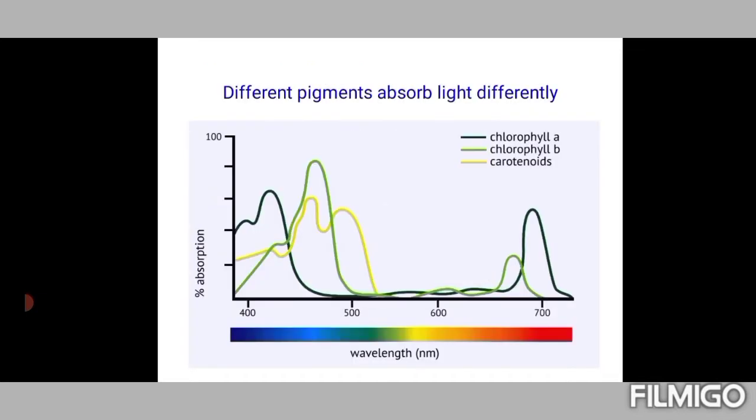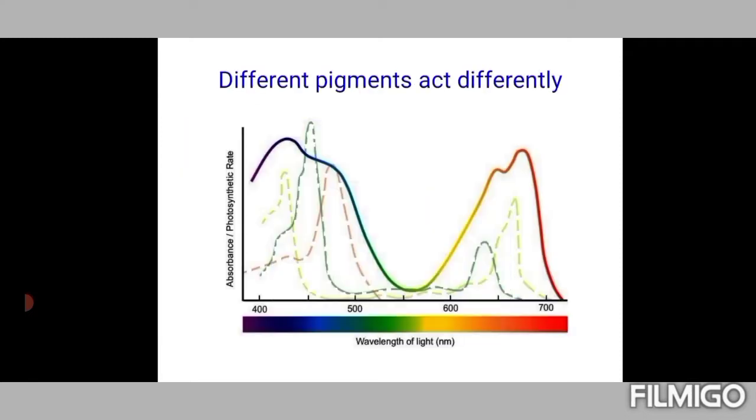Yes, and this shows the absorption of light energy at different wavelengths. And as I said, 400 to 500 and 600 to 700 are the best wavelengths at which chlorophyll A and B absorb light. And you can see that here, at the same wavelengths, the rate of photosynthesis is highest, which means chlorophyll A and B are the main molecules involved in photosynthesis.